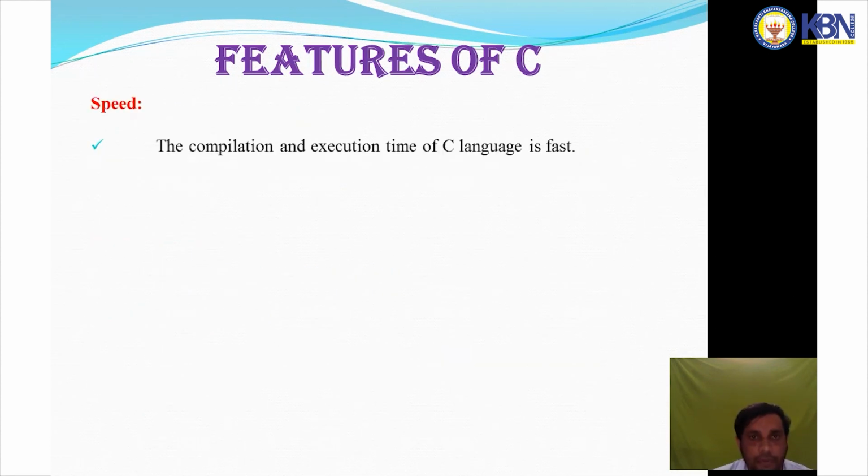The next one is speed. The C language compilation and execution is high speed.